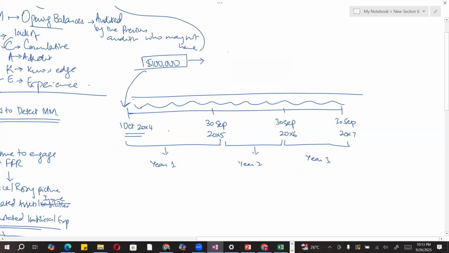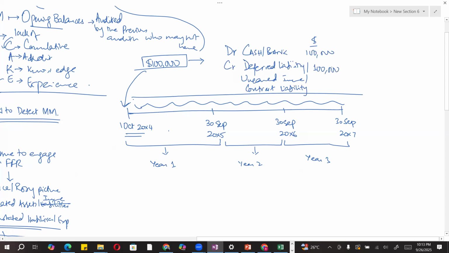When you get the $100,000 advance payment from the customer, you are going to process an entry: debit cash or bank $100,000. Now, what are you supposed to credit? The correct credit is a deferred liability, also known as unearned income, also known as contract liability. Whatever name you feel appropriate, you can use that. So this is the correct entry.